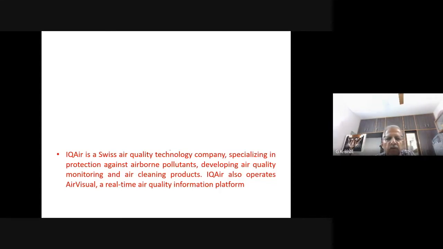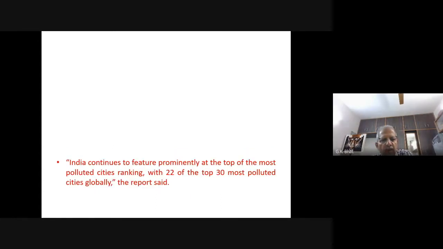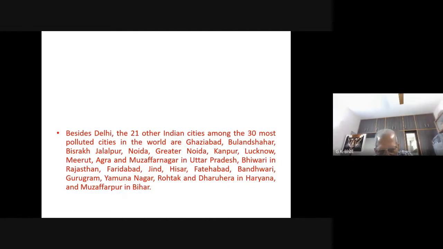IQAir is a Swiss air quality technology company. It is a world company specializing in protection against airborne pollutants, developing air quality monitoring and air cleaning products. IQAir also operates AirVisual, a real-time air quality information platform. This is just for your information. India continues to feature prominently at the top of the most polluted cities, as I said earlier. Besides Delhi, if we want to know what other cities there are in India, 21 other Indian cities are the following.